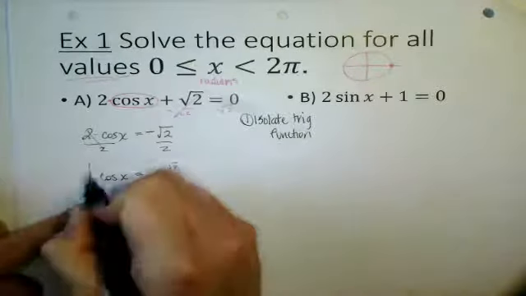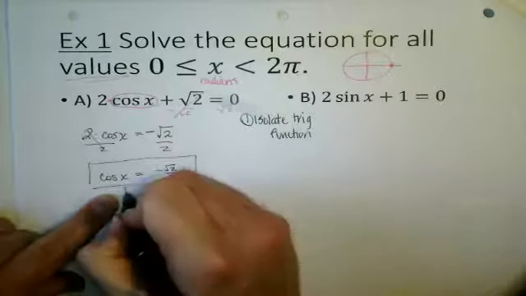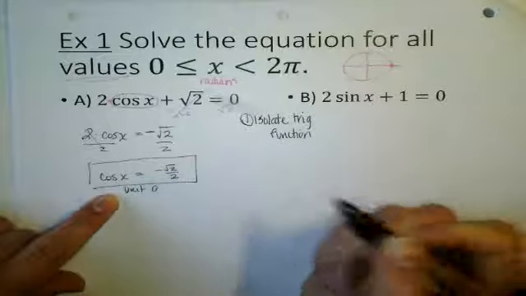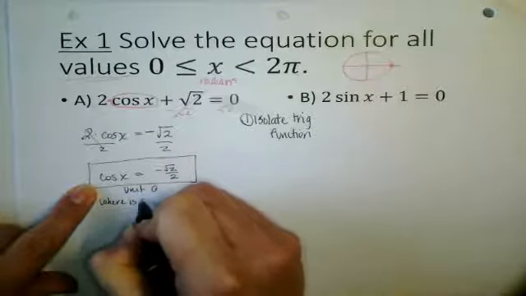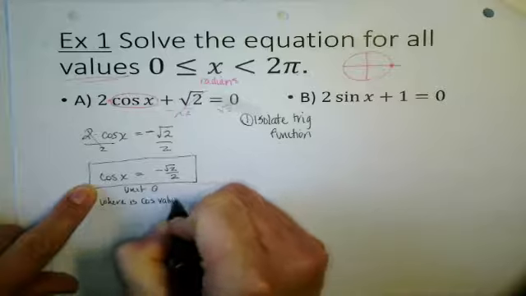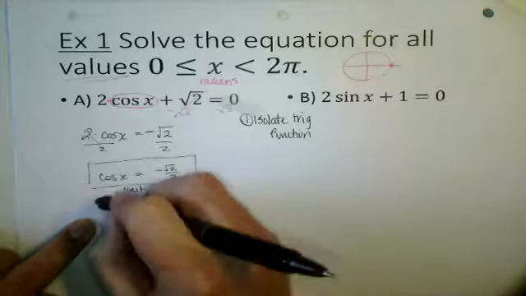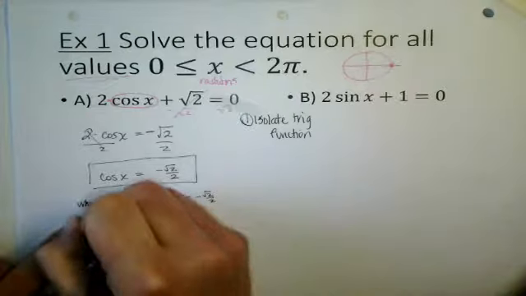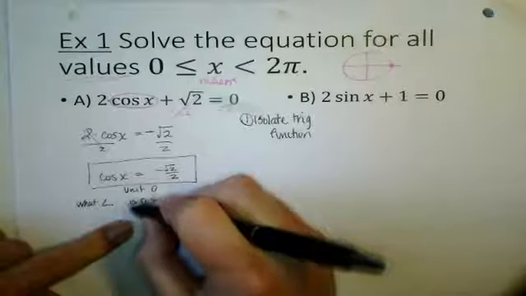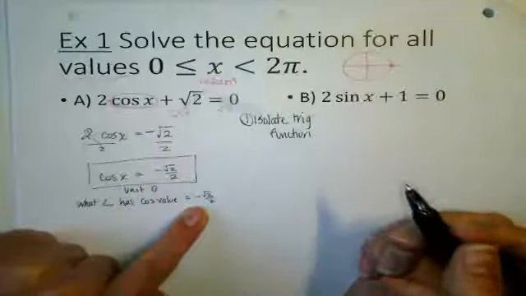Okay, so this is not the solution, but this is where we look at the unit circle. It's asking the question, where is the cosine value equal to negative radical 2? And where means what angle? What angle has a cosine value of negative radical 2 over 2?